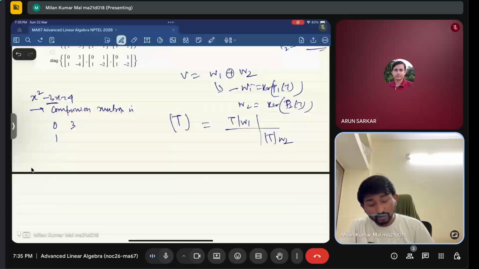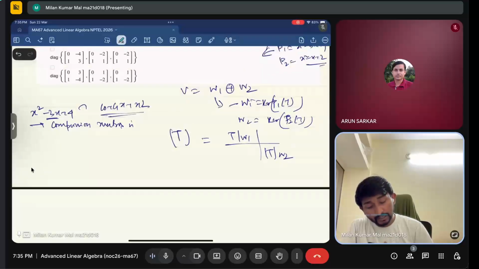Oh no, sorry. So we have to consider it as c naught plus c1 x plus x square. We have to consider it this way. So then it will be 0 1 minus c naught minus c1. So c naught is actually 4, and c1 is actually minus 3. So minus, plus. So this is one of the component matrix blocks.